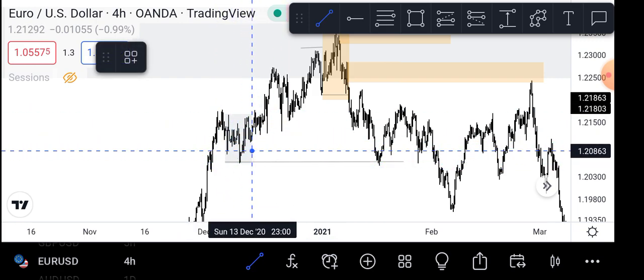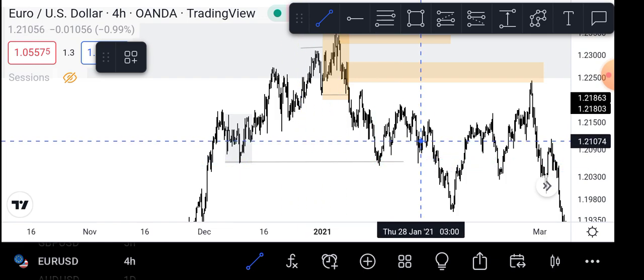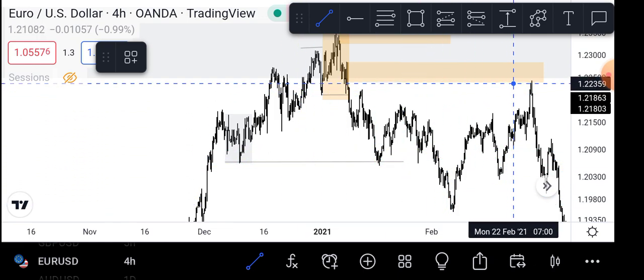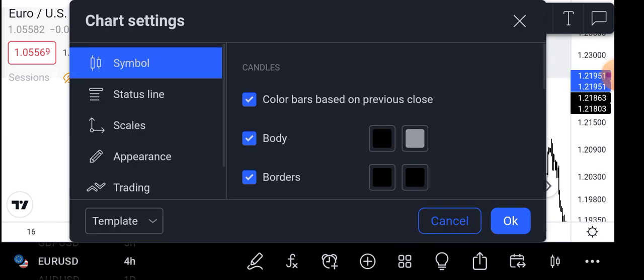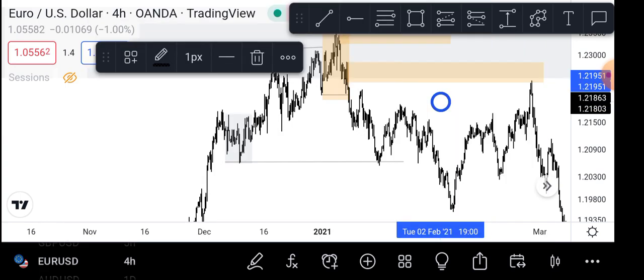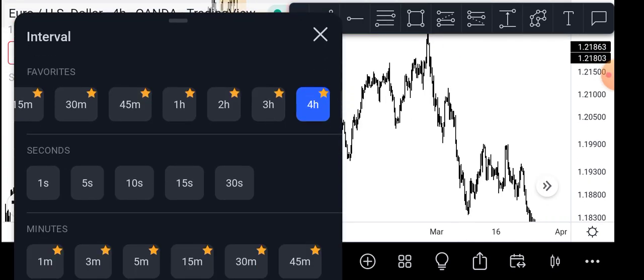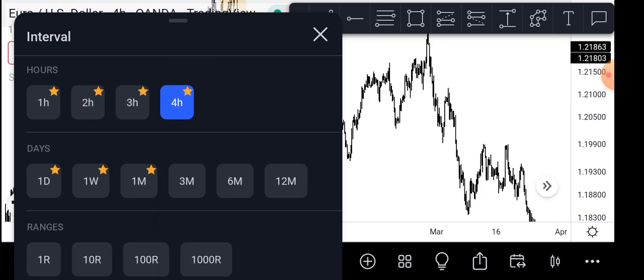Are you getting me? So now you can see that from the weekly time frame, this was the holding demand. You can see after the break of structure, price retraced, then came to our point of interest. So that's how you pick the strong point of interest in the market.